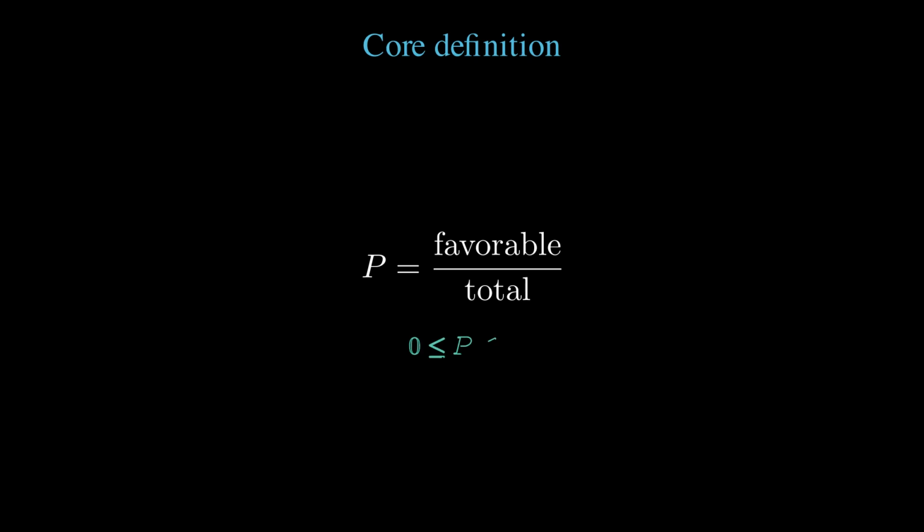Always start by checking whether outcomes are equally likely. If they are not, you must weight them differently before you divide. Start with the definition. Probability is favorable outcomes divided by total equally likely outcomes. That fraction always lives between 0 and 1. 0 means impossible, 1 means certain. If you want a percent, multiply by 100.